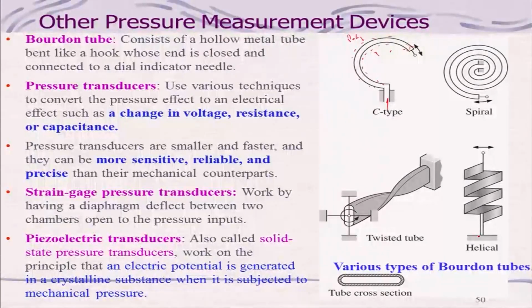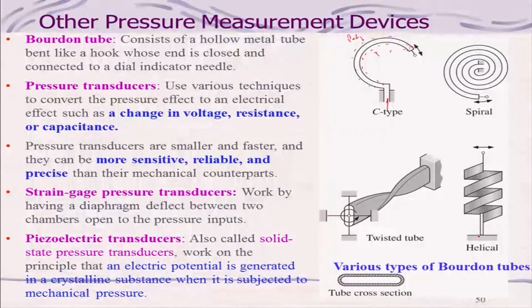However, in maybe the last 70 or 80 years, electronics has come into the big picture, so that people can convert this pressure effect into an electrical effect, such as a change in voltage, resistance, and capacitance. You can use a diaphragm, and then there will be a change in its deflection. You can convert that into voltage, resistance or capacitance, and then you can measure the pressure very easily.